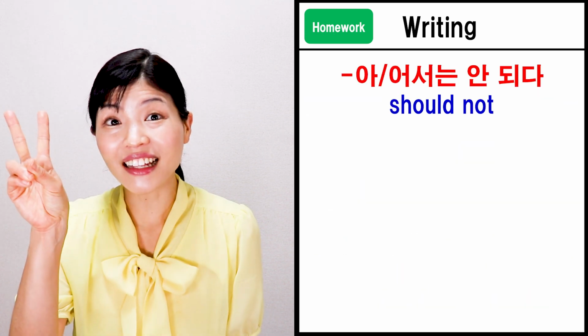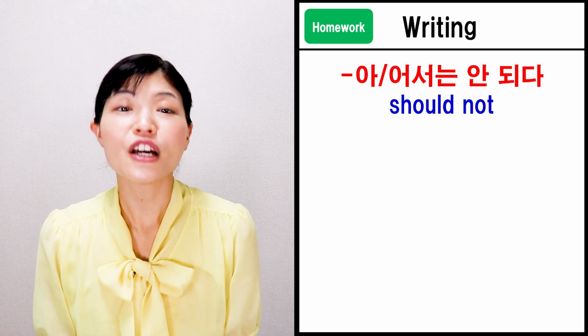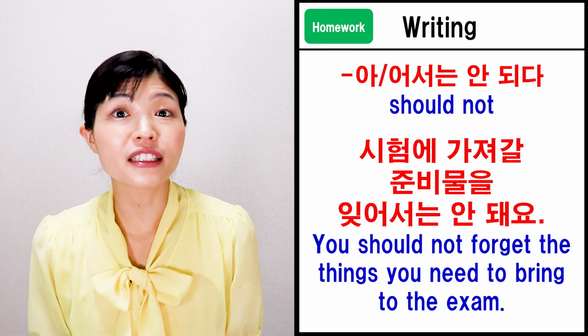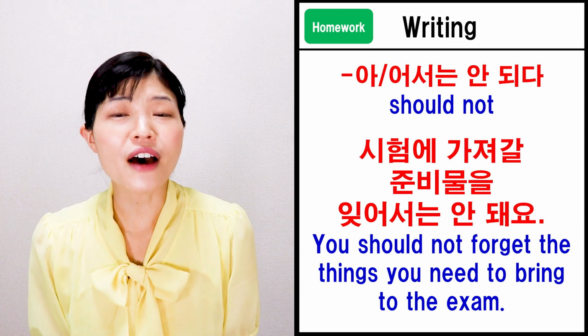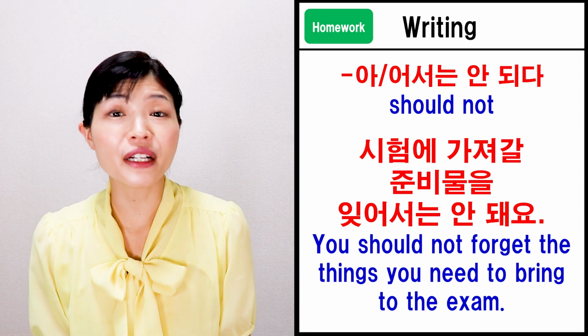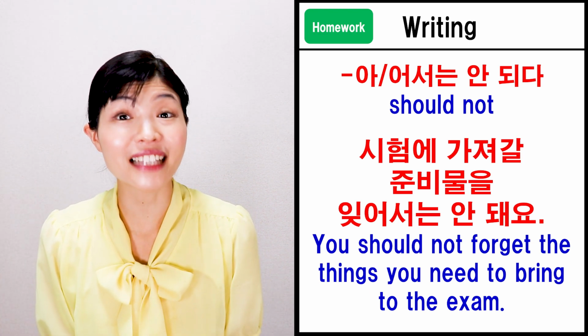For the second sentence, please use 아어서는 안 되다, should not. For example, 시험에 가져갈 준비물을 잊어서는 안 돼요. You should not forget the things you need to bring to the exam. Of course, you should bring important items for exams, right?